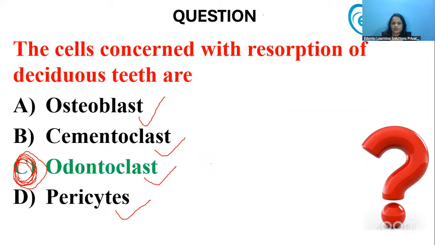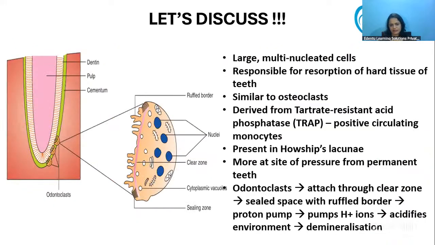So let's see what these odontoclasts are. These odontoclasts are multinucleated giant cells. They are very similar in appearance to the osteoclast. And from where do these odontoclasts come? They come from the circulating monocytes. And not just any monocytes, but TRAP positive monocytes. TRAP means tartrate resistant acid phosphatase releasing monocytes. That's a special type of monocyte. So it is from these TRAP positive circulating monocytes only that the odontoclasts are formed.